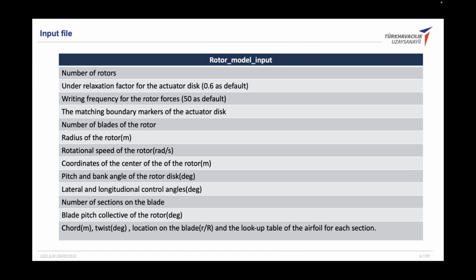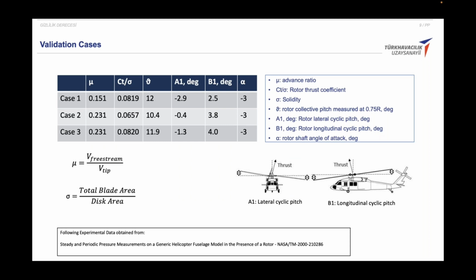In this method, the code requires a rotor model input file, which includes how many rotors you have, what is the radius of the rotor, rotor coordinates and control angles, and data of the blade elements, blade sections, such as chord, twist, and location of these sections.